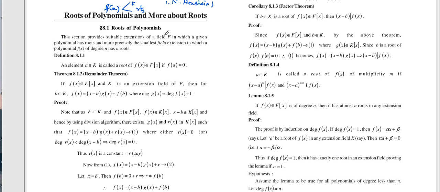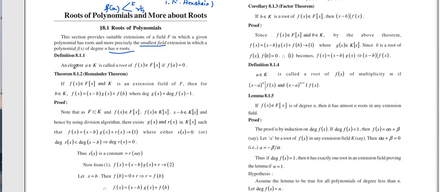So the main aim is to talk about the smallest field extension in which a polynomial of degree n has n roots. So that is the main aim of this section. For that, certain definitions, theorems, and lemmas are to be established. So in this video, we will have only this much.